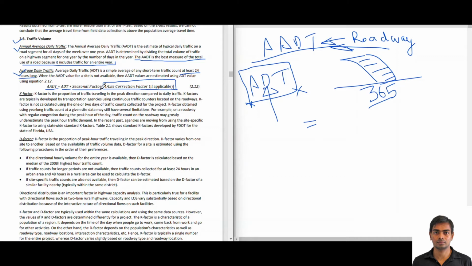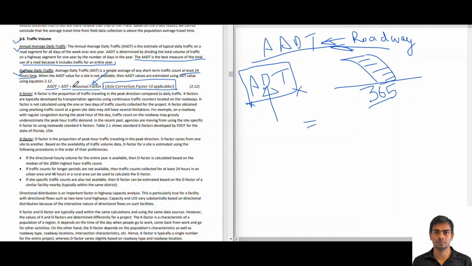Seasonal factor is a factor that adjusts for seasonal variation. During summer, when the schools are not in session, the volume on the roadway may be lower than when the schools are in session. So the seasonal factors are monthly factors. Those adjust for the monthly variation in the average traffic. Several DOTs, for example, Florida DOT, have developed seasonal factors and they continuously update them for local regions. So that's how AADT and ADT are defined.